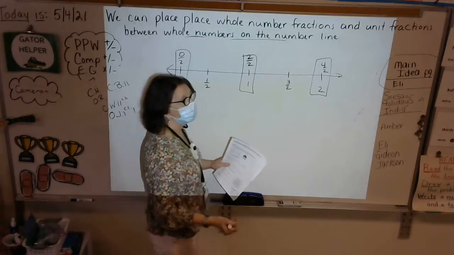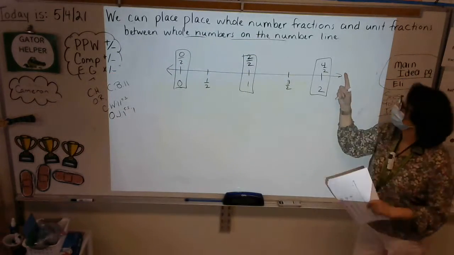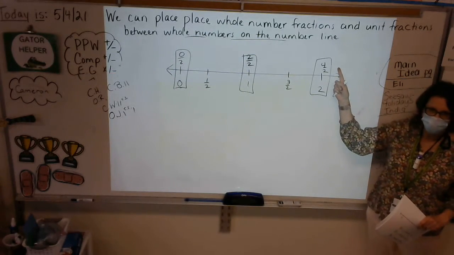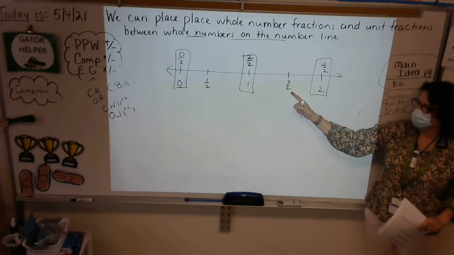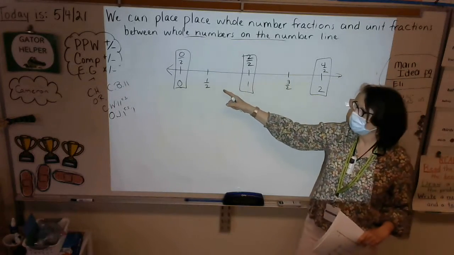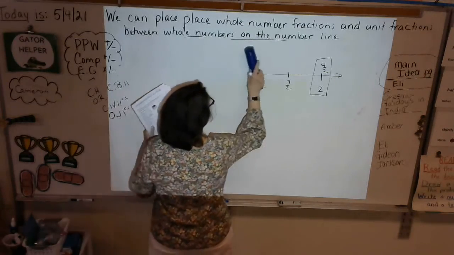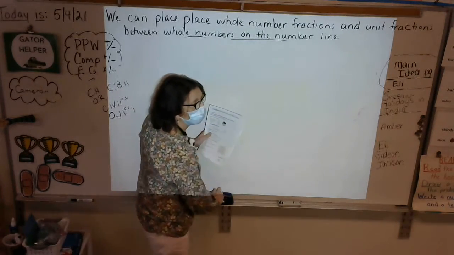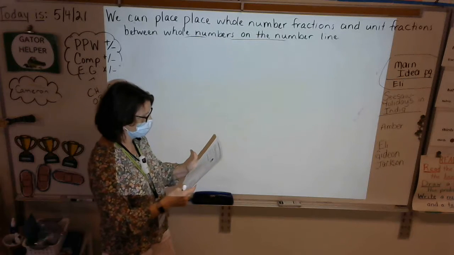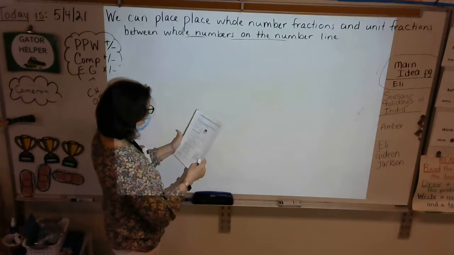5 halves. Let's go backwards. Okay, let's start with 4 halves, 3 halves, 2 halves, 1 half, 0 halves. Very good. All right, notice we went above one whole. We wrote fractions greater than one whole. Let's try another one.